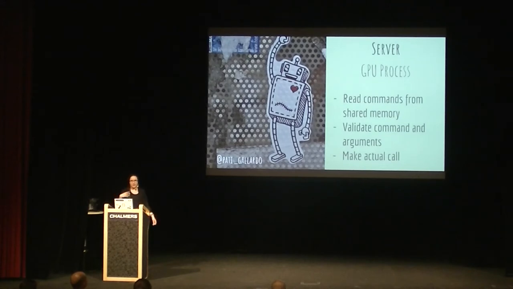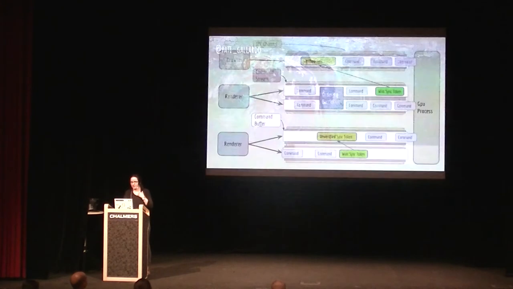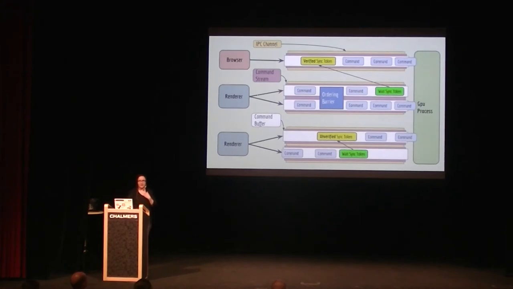On the server side, you have the GPU process, and it will read these commands from shared memory and do all sorts of things. But you will have many clients, so there has to be some kind of scheduling between them. In addition to this, you might want to do some kind of synchronization because you have many different channels of communication, and we'll look at that in a little bit. They have different kinds of synchronization depending on the case. So this is my most complicated diagram, but it's kind of important, so I'll go through it a little bit.